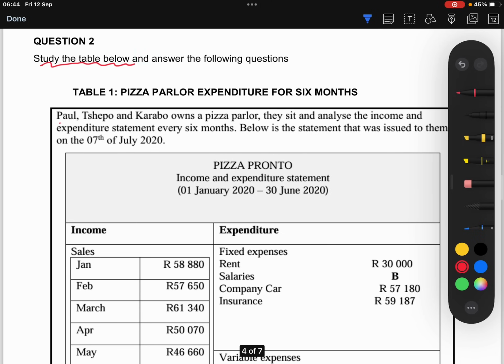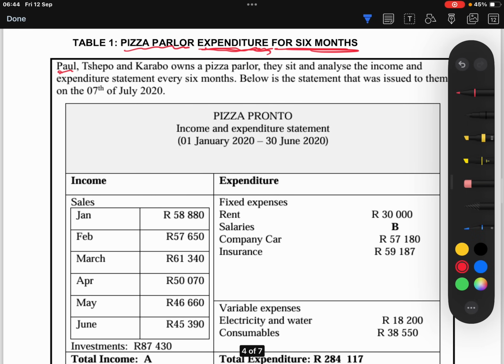Now, question two quickly. It says study the table below and answer the following question. This is a Pizza Parlor expenditure statement. It's an expenditure income statement for 6 months. Tepo, Paul and Karabo own a pizza parlor. They sit and analyze the income and expenditure statement every 6 months. Below is the statement that was issued to them on the 7th of July 2020.